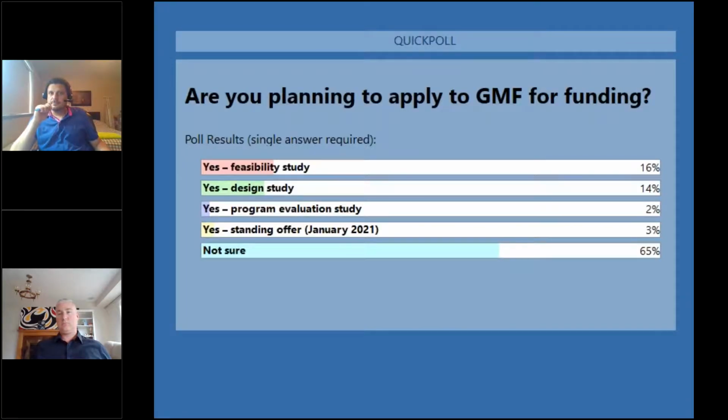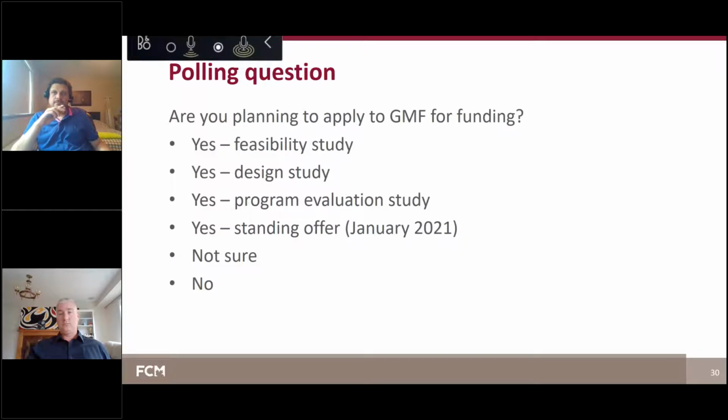All right, so it looks like a number of you are interested in applying for either a feasibility study or a design study. So that's good to hear. 2% of you are interested in applying for a program evaluation study. So that's great too. And then 3% of you will be waiting for the standing offer, and over half of you are still undecided. So we welcome you to reach out to us, and hopefully we'll be able to find out whether or not you're a good fit for the CEF funding program.